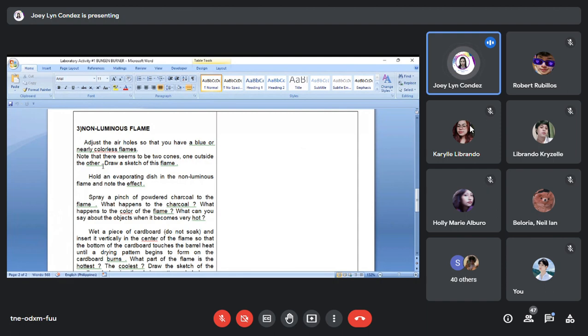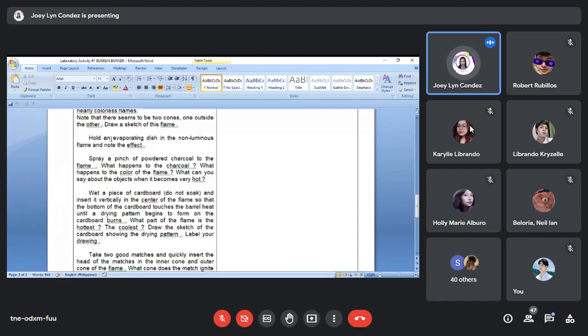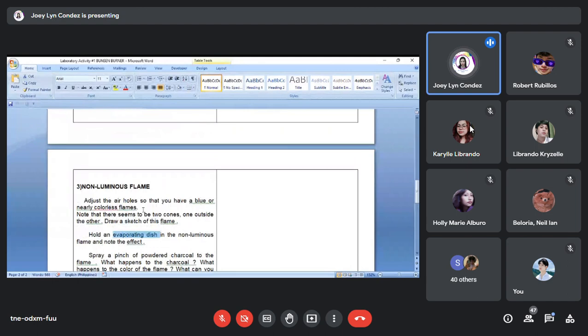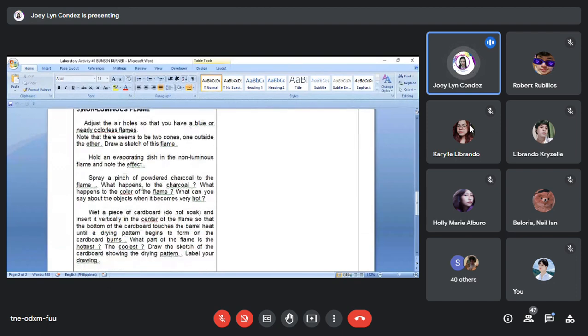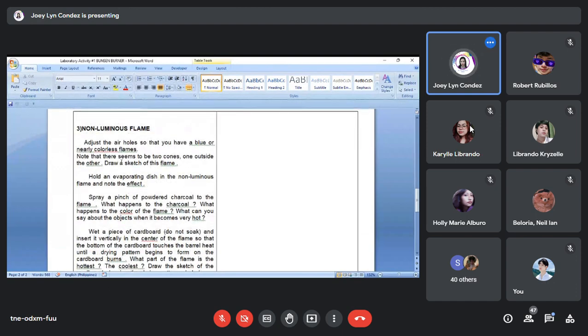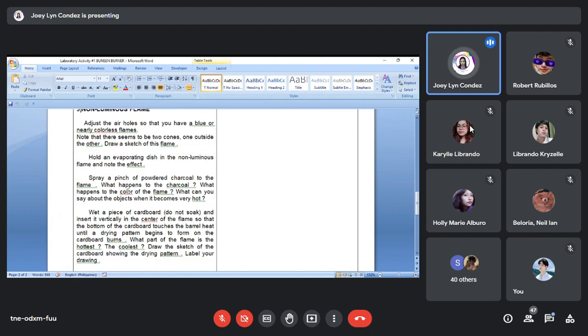Okay, same goes with luminous flame. You're going to use evaporating dish. Okay, but the difference between them is that here, we use luminous flame, close ang air holes. While for non-luminous flame, blue ang flame, di ba? Then, open ang air hole. Here, since we'll be using evaporating dish, try to observe if naa'y black nga substance nga makita as you heat the evaporating dish. After that one, spray a pinch of powdered charcoal to the flame.